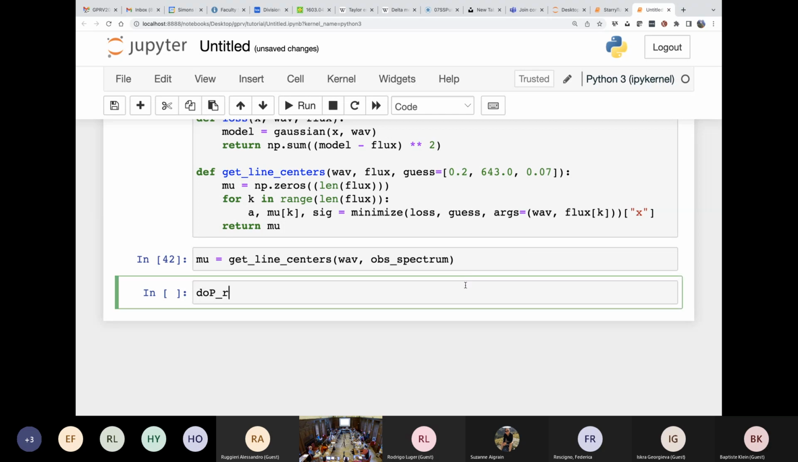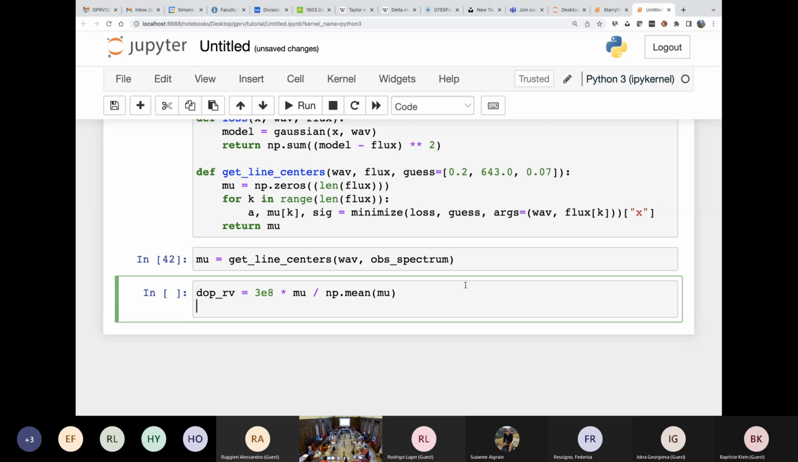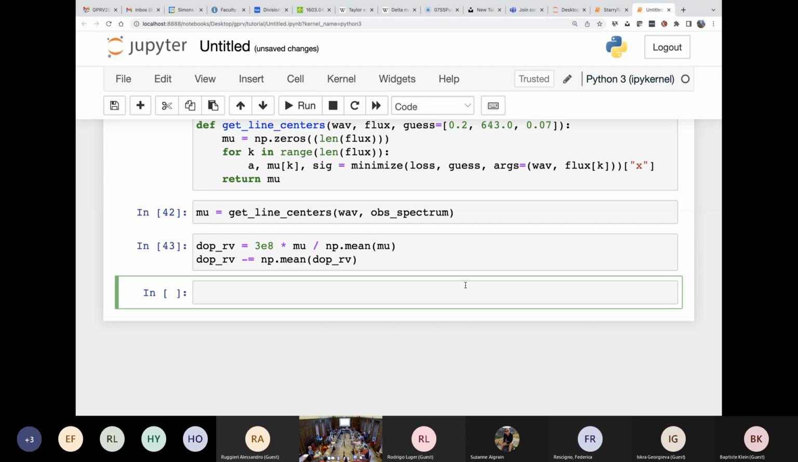And so to get the RV in this case, speed of light times mu divided by the mean, and then I'll just subtract the mean. Fine, this is not how you compute radial velocity. I'll accept it. Delta lambda over lambda, times c. All right, now for the grand finale, we'll plot this and compare it to the original one that we computed just doing the velocity and weighted intensity map.